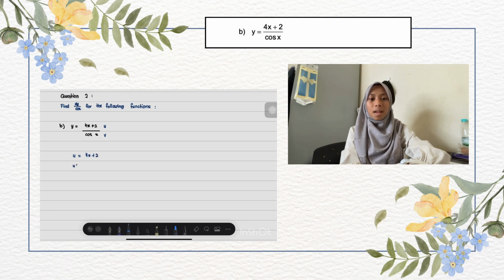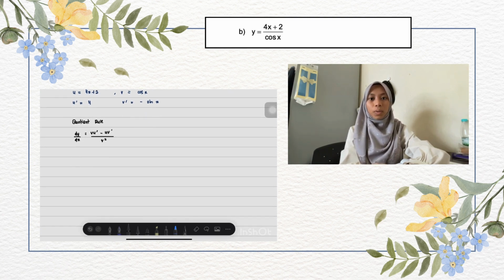For question B, we have the equation of y equal to 4x plus 2 divided with cos x. We will let u and get the 4x plus 2, and then differentiate u, we will get 4. We will let v and we will get cos x, and then we will differentiate v, and then we will get negative sin x. Since this equation is the division of two different functions, we will use the quotient rule. The formula of quotient rule is dy/dx equal to vu prime minus uv prime divided with v squared.